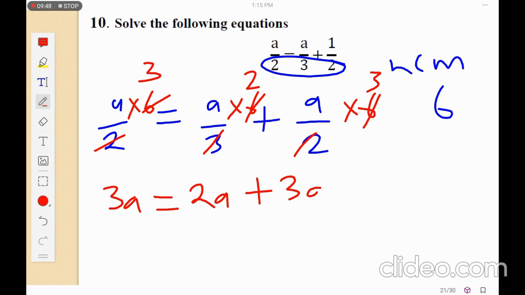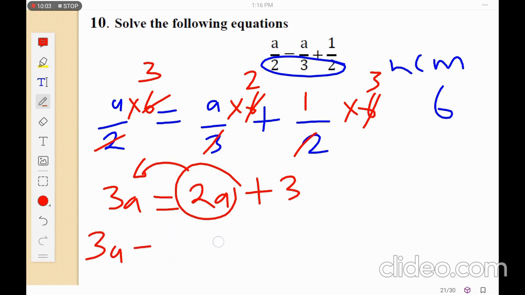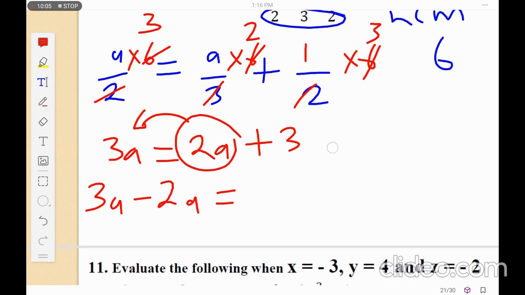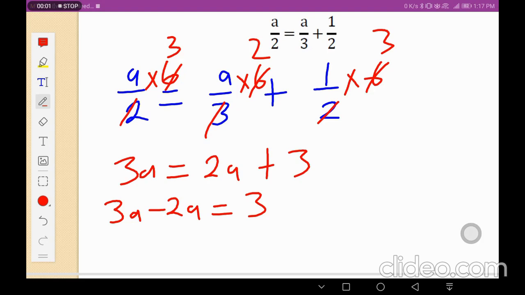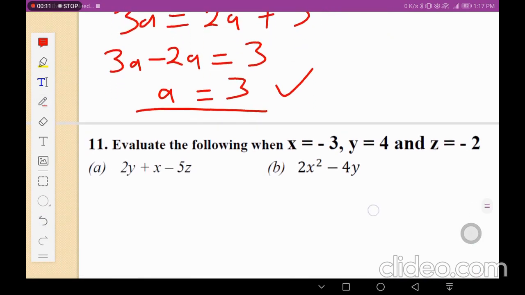The last one was a 1, so it's just going to be a 3 here. Okay, like that. So when I have this, I can take that side. So I have 3a minus 2a is equal to 3. 3a minus 2a, I get a is equal to, so I'll get my a is equal to 3. So this a equals 3 becomes the final answer there. Okay, let's move on to the next one.